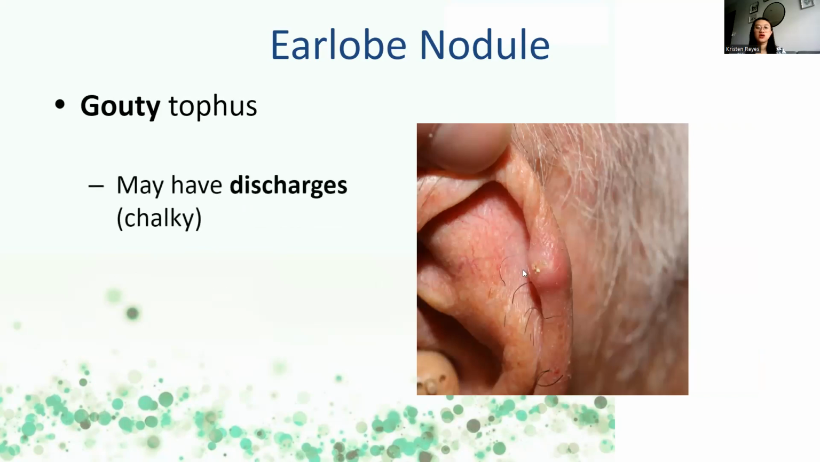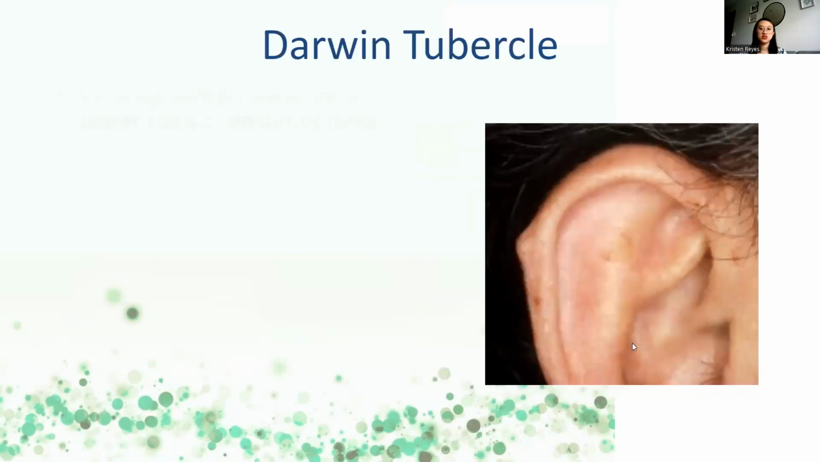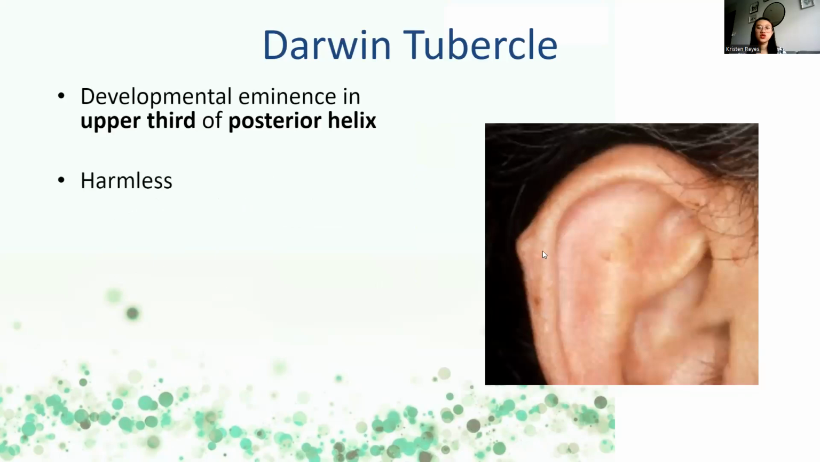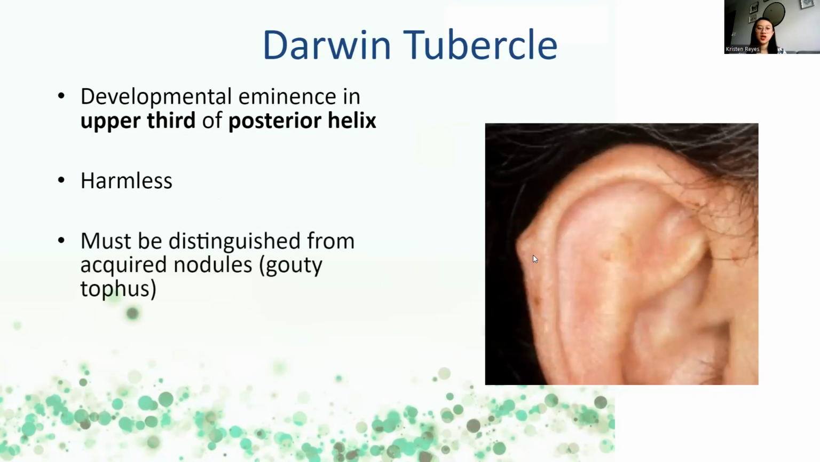So yan, closer look. Gouty tophus may have discharges. So this is Darwin tubercle, which is a developmental eminence in the upper third of the helix. This is harmless, but it must be distinguished from gouty tophus. Okay? The gouty tophus is harder. When you palpate the mass, the nodule for gout is harder than this one. Ito medyo parang cartilaginous pa yung feeling niya.